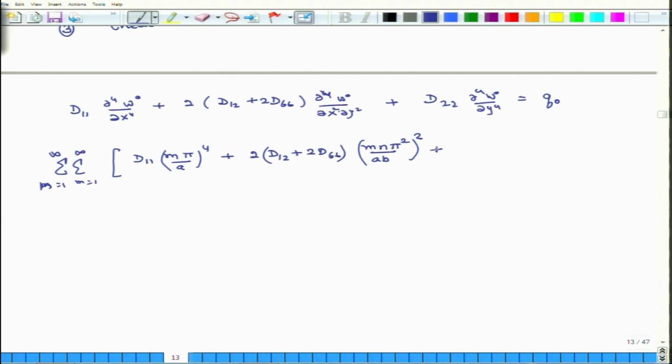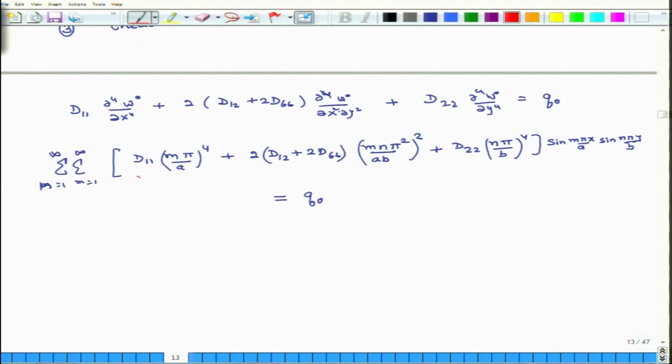Plus D22 n pi over b to the power of 4 multiplied by sin m pi x over a sin n pi y over b, and this equals q naught, and q naught is a constant.